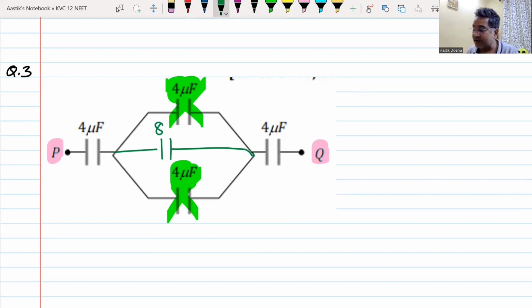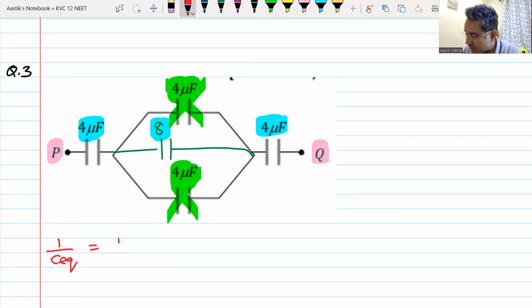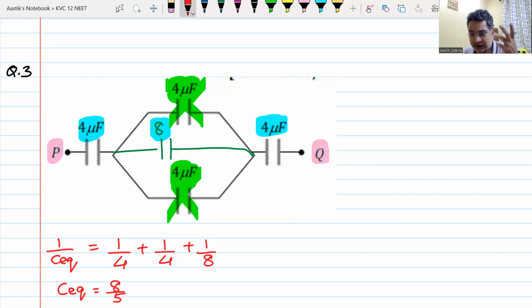And then if you look at the circuit, these three capacitors 4, 8 and 4 are in series. You just have to find out the effective capacitance. How can you find effective capacitance? 1 by C equivalent will be equal to 1 by 4 plus 1 by 4 plus 1 by 8. You will get the answer, and then whatever you get you will have to invert it. So from that I think you will get C equivalent as 8 by 5. This is one way of doing it.